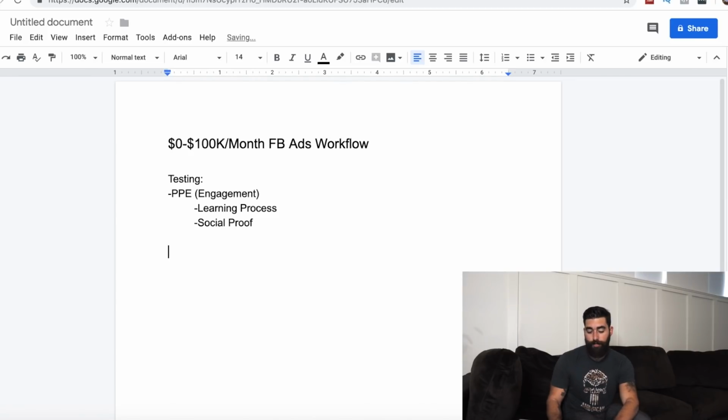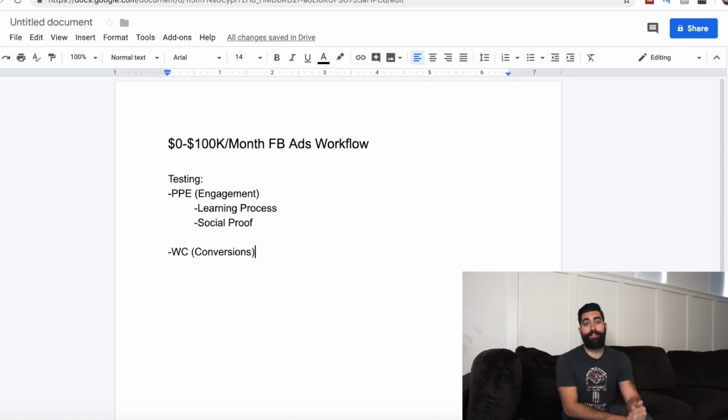All right, so after we go through an engagement ad, this is where we are going to go through the testing process of our ads. So this is where we're going to run conversions. This is where we're actually trying to get sales with that product. And this is where we'll see if the product has any potential or not.